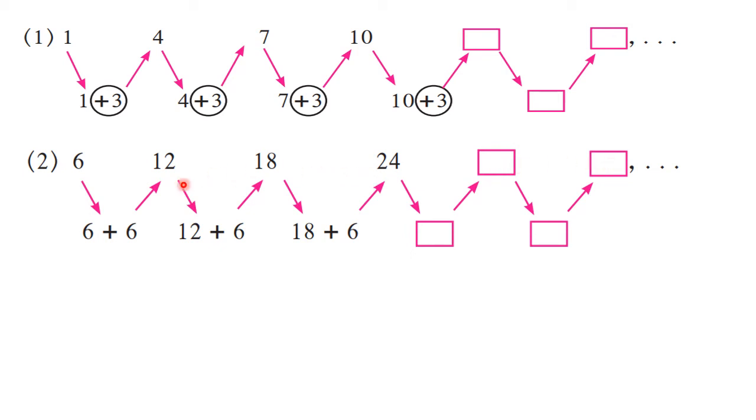Okay, so here also, how do we get the next term? 6 plus 6 is 12. 12 plus 6 is 18. 18 plus 6 is 24. 24 plus 6 is 30. 30 plus 6 is 36. So here also, what we can find is the difference between the two terms is constant, that is plus 6. Okay, let's take one more example.